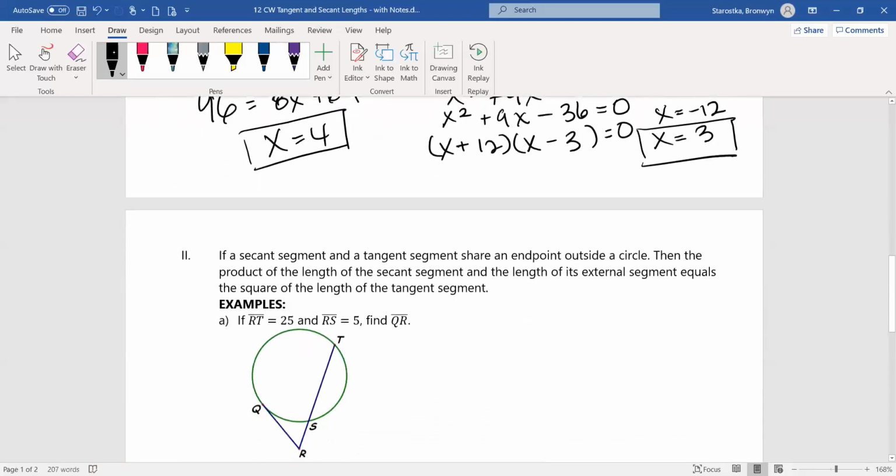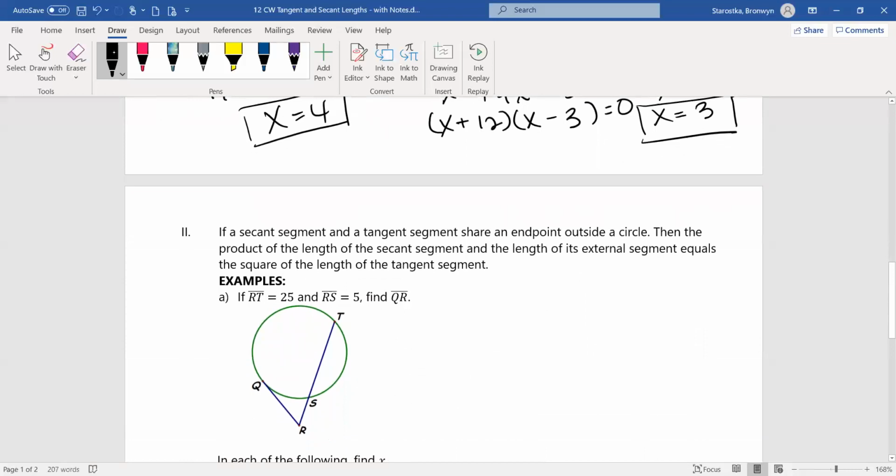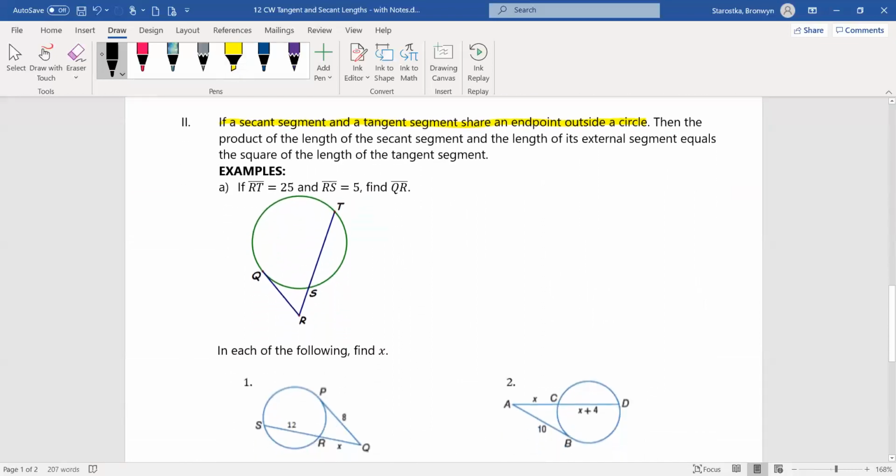All right, the second. If a secant and a tangent share an endpoint outside the circle, it's a little different. In this case, I can take the secant, the whole secant is RT. So it says, then the product of the length of the secant segment and the length of its external segment, RS, equals the square of the length of the tangent, RQ squared.